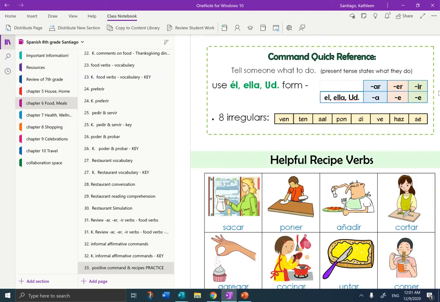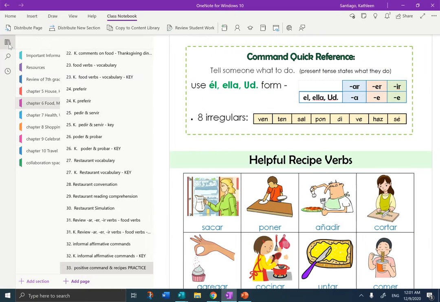Just a really quick video to make sure that you are getting everything done on page 33 in your OneNote, positive commands and recipes practice. This is a long page. There's not a lot of notes to take, but I want to make sure you know what's on this page so that you complete all of the work. Much of this will be done in class.